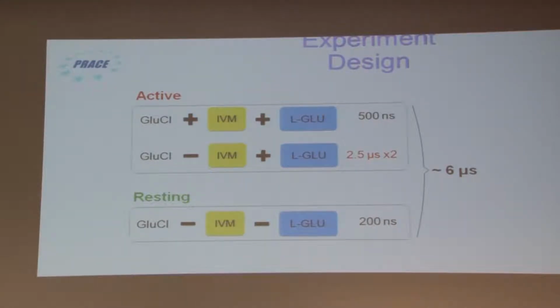the resolved structures of the active and resting states, and perform the following experiments. There are two kinds of experiments that we perform. The first one is simulating the stable states, so the active state of the channel in the presence of ligand, and the resting state of the channel in the absence of ligand, for sub-microsecond trajectories, 500 nanoseconds and 200 nanoseconds. Why do we do so?